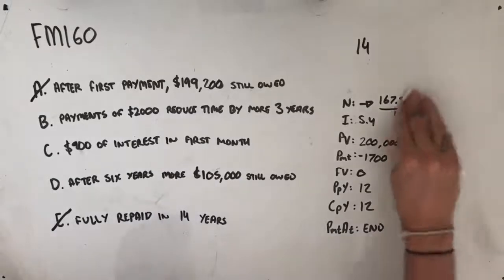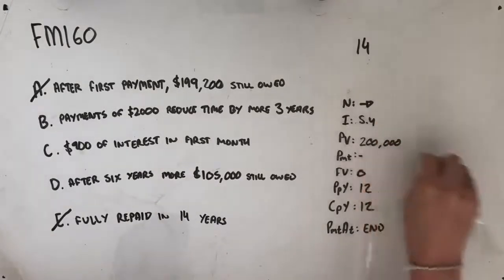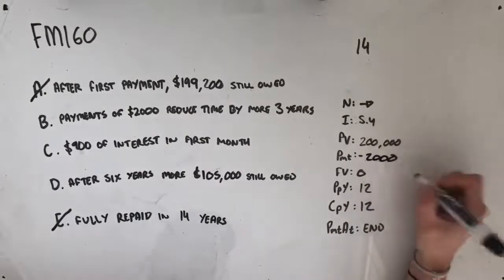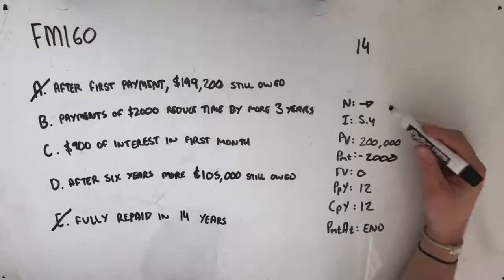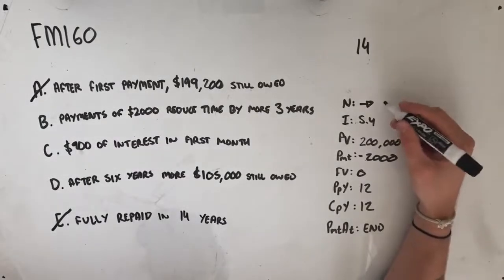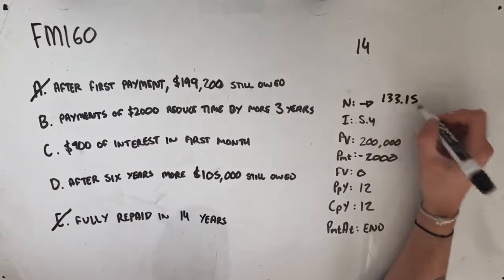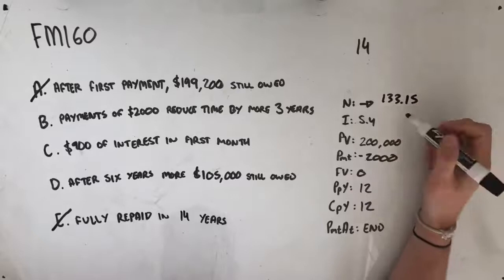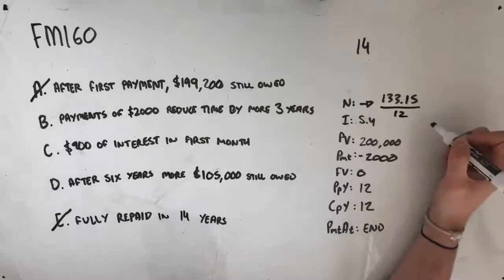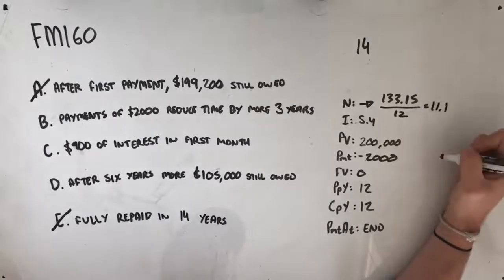Now if we were to get rid of this value of n and change our payments from 1,700 to 2,000, if we were to plug these conditions into Finance Solver and then solve for n, we should get an answer of 133.15 and then so on. Once again, if you are to divide that by 12 to calculate how many years, you should get an answer somewhere along the lines of 11.1.